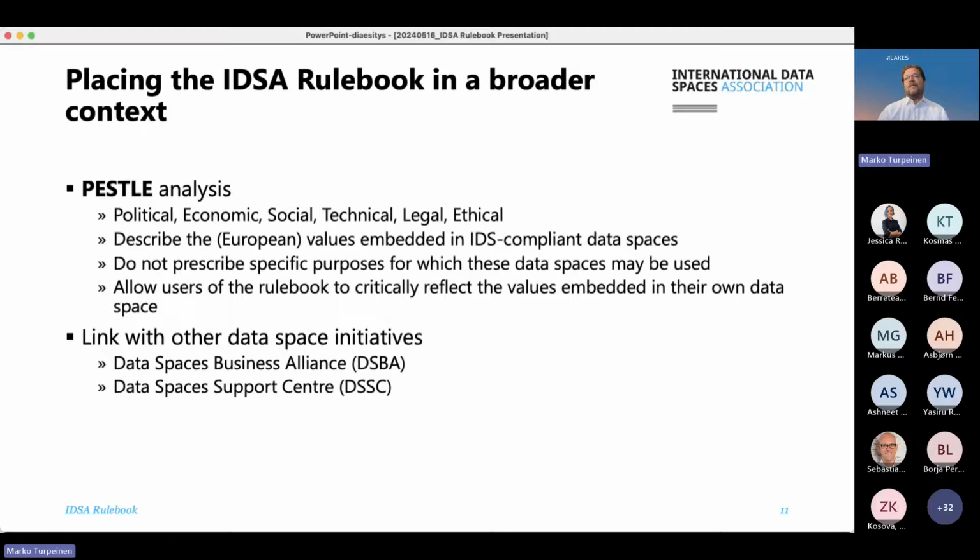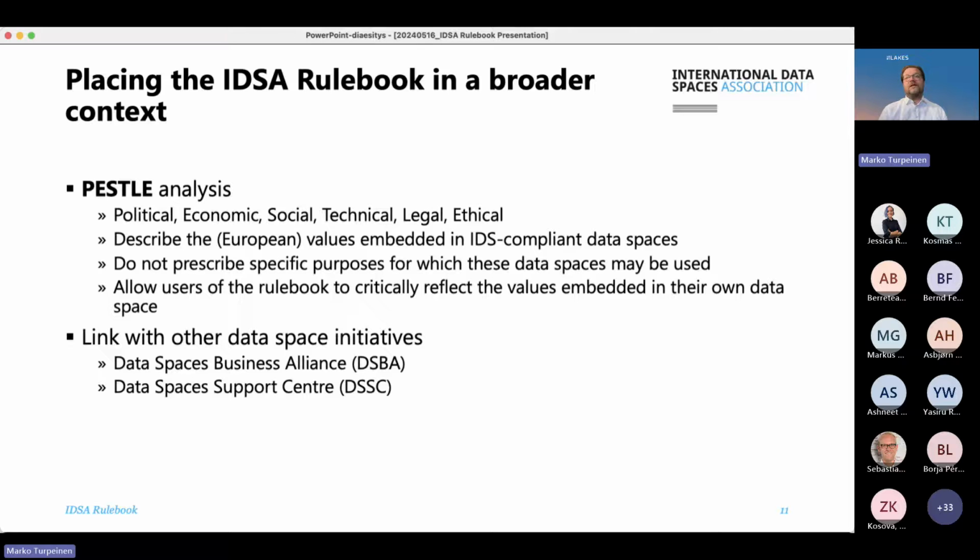Well, as long as the activities are legal, of course, and then allow users to critically reflect on their ethical, for example, value base when the project is started, is something that this could be helpful. It is also linked with other initiatives.